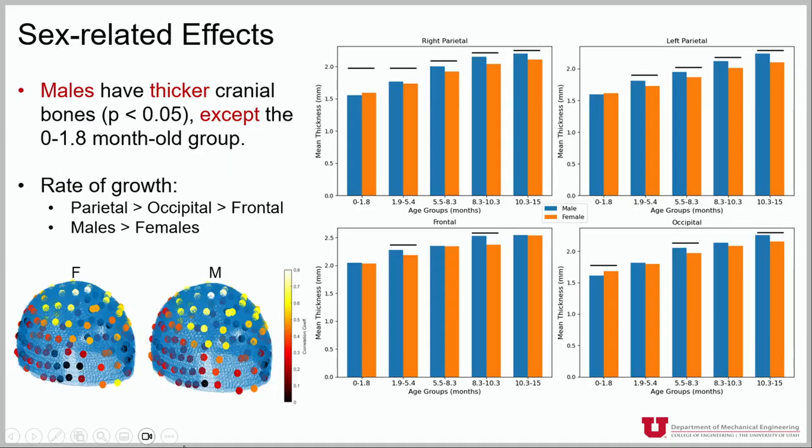Some of the really interesting things were the sex-related effects. Males and females were significantly different at every age group. And most of the time the males had significantly thicker bones than the females. However, this was with the exception of the earliest age group, the 0 to 1.8 months. Females had significantly thicker bones in that really young age group. And so what that meant is that the rate of growth of skull thickness was greater or faster in males compared to females. And so it really lends itself to say that there are differences between male and female infant skulls, and that we need to make sure that we capture this in our models or account for it somehow.